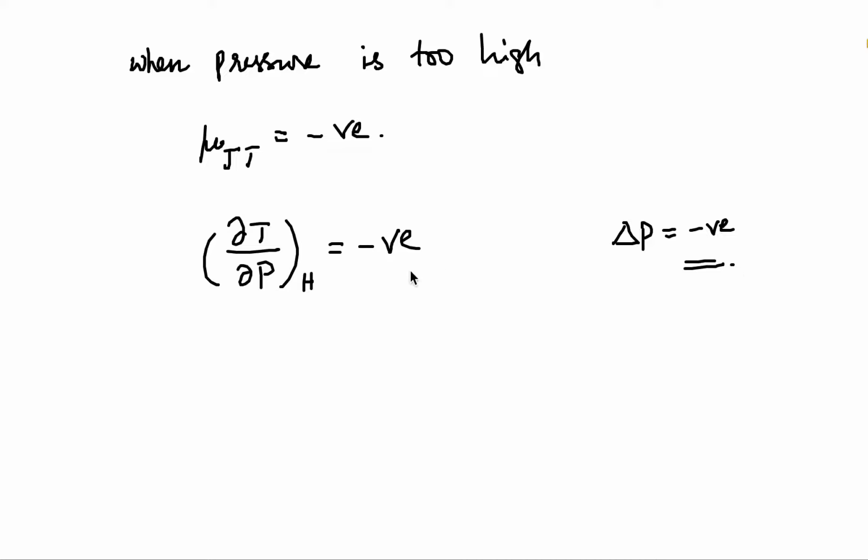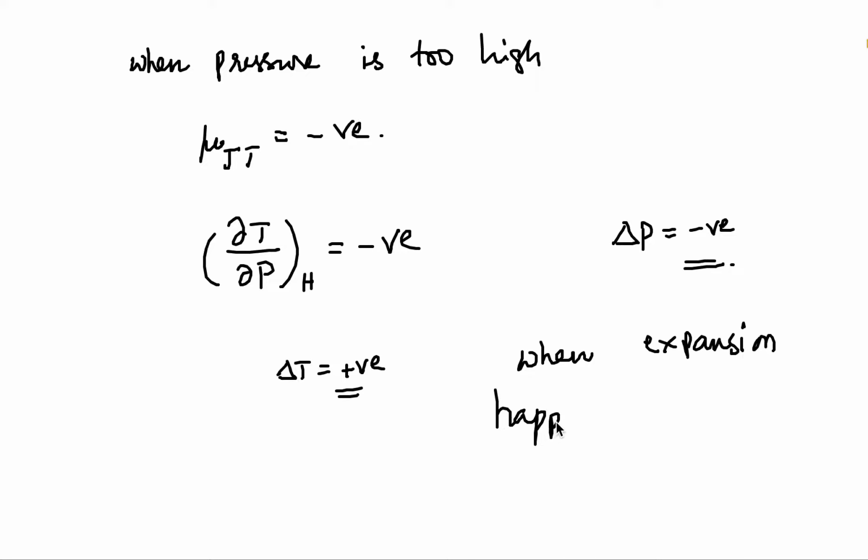And we should have a negative number as the overall answer in this expression. So the change in pressure is negative. To get a negative, the numerator delta T must be positive. So what is happening? The pressure is dropping, that means expansion. When expansion happens, the temperature of the gas increases. That means the gas undergoes, sorry, heating.